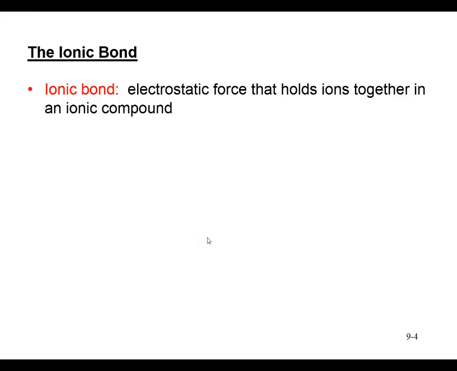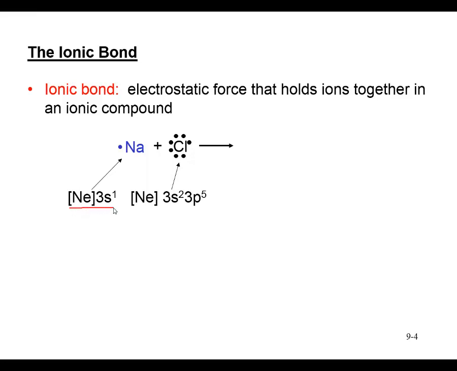Now, if we consider some common types of ionic compounds, let's look at, let's say, sodium. Sodium's Lewis electron dot structure has a single electron in it. The reason for that is because there's just one electron in the 3s subshell. The rest are core electrons. So I've used an electron configuration here to indicate that.